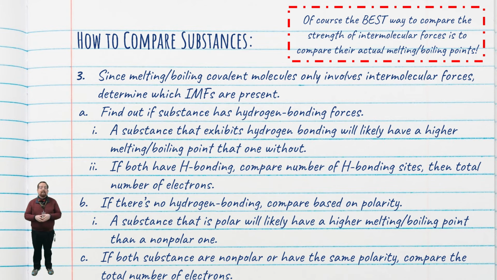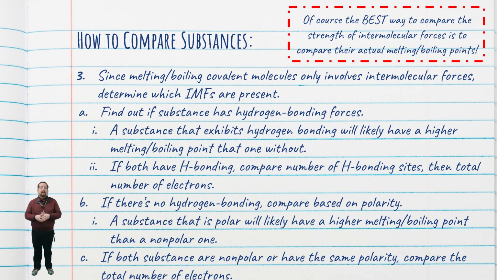For covalent substances, since melting just involves breaking the molecules away from each other, not actually breaking the molecules apart, we have to look at the intermolecular forces. First, go ahead and figure out if any of the molecules you're looking at will have hydrogen bonding. If they have H attached to F, O, or N, they have hydrogen bonding. If one substance does and the other doesn't, the one with hydrogen bonding will most likely have a larger melting or boiling point. If they both have hydrogen bonding, compare them based on how many hydrogen bonding sites they have. If that's the same, then compare them based on how many electrons they have, because that means the one with more electrons will have stronger London dispersion forces.